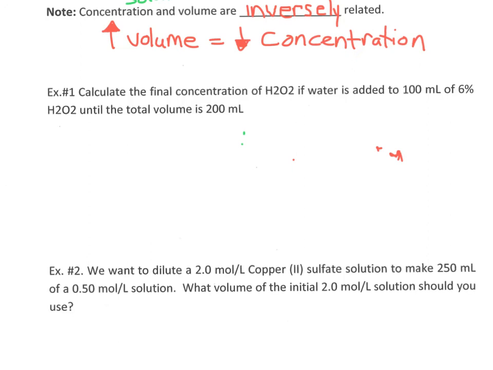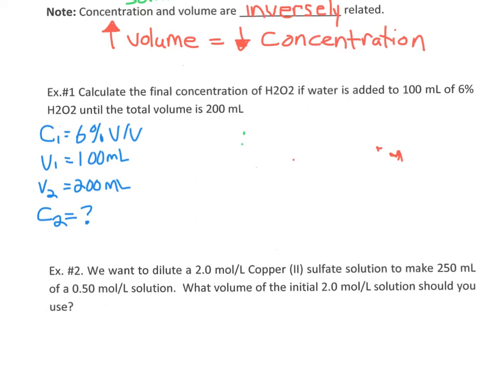So let's look at our first question. Example 1: we're going to calculate the final concentration of H2O2 if water is added to 100 mL of 6% H2O2 until the final volume is 200 mL. So once again, start out by writing out your givens. Our initial concentration is 6%. That's the concentration of the solution we have. The initial volume is 100 mL. The final volume is 200 mL. And we are looking for our C2, the concentration of the final solution.